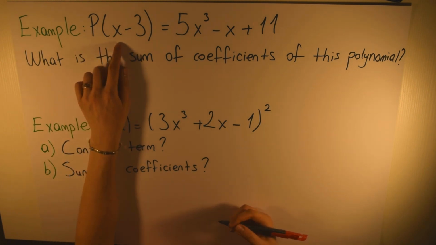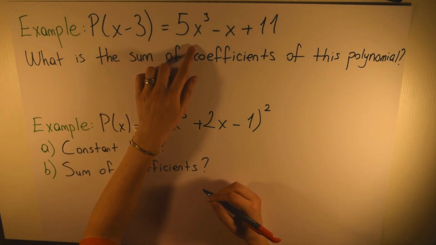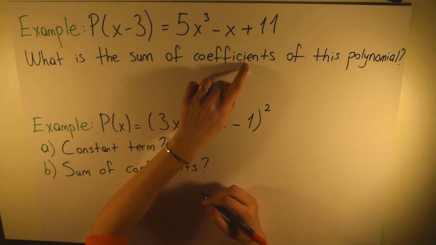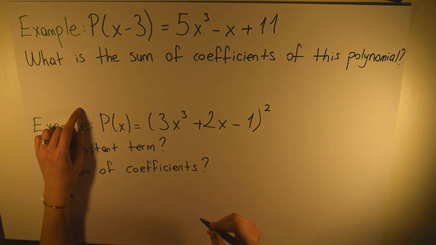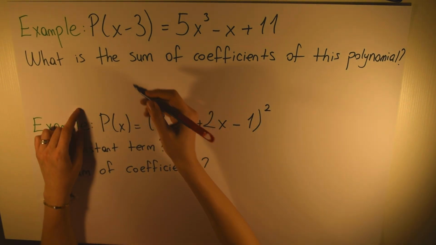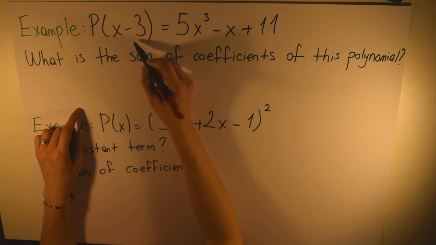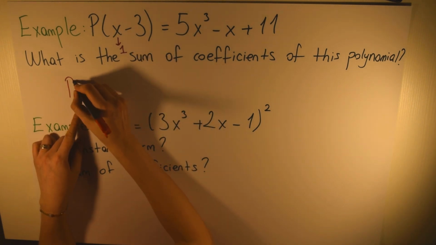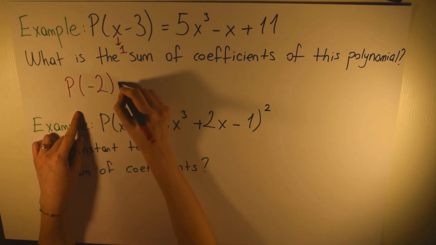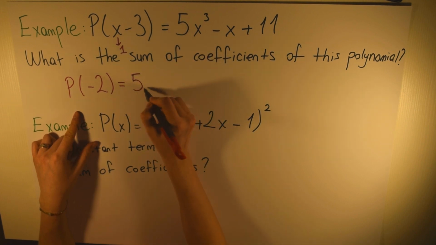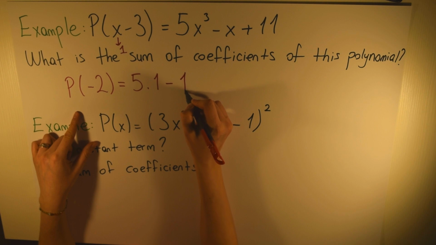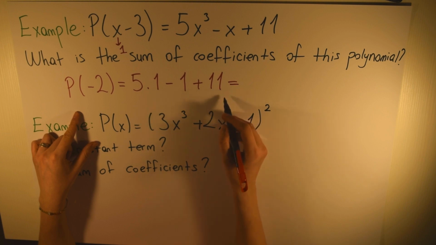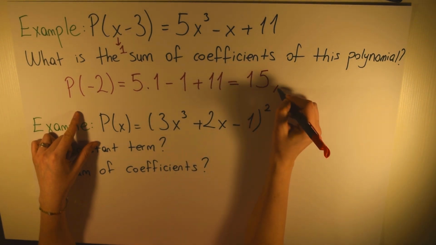So here we have p(x minus 3) is equal to 5x to the power of 3 minus x plus 11. What is the sum of coefficients of this polynomial? Don't forget, instead of x we put 1. We don't have to put this part equal to 1, okay? We just put 1 instead of x. So here we get p(minus 2) is equal to 5 times 1 minus 1 plus 11, which is 5 minus 1 is 4, plus 11, it is 15. So our answer is 15.